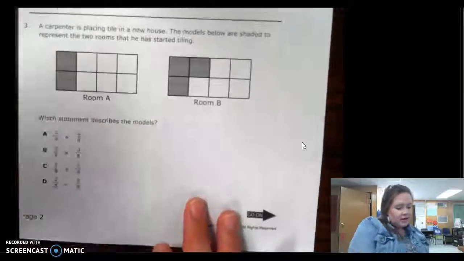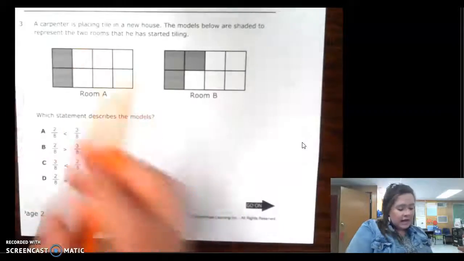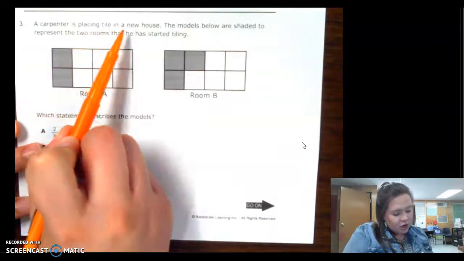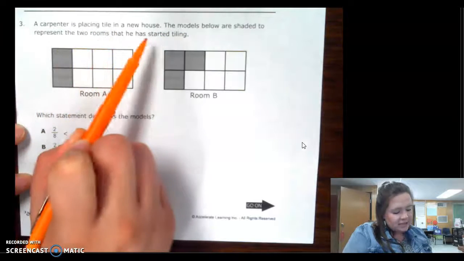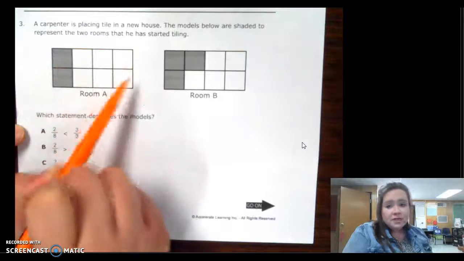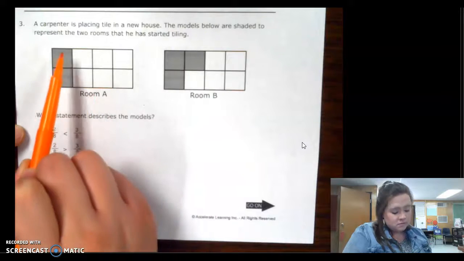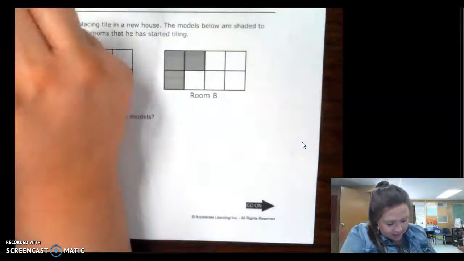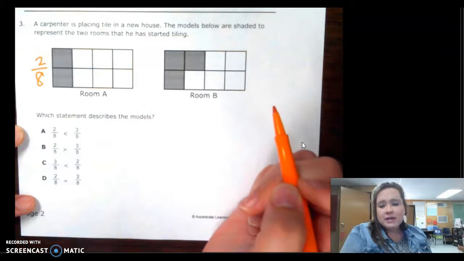All right, let's look at this one. A carpenter is placing tile in a new house. The models below are shaded to represent 2 rooms that he has started tiling. What fraction of this room is already tiled? Good, 2/8.